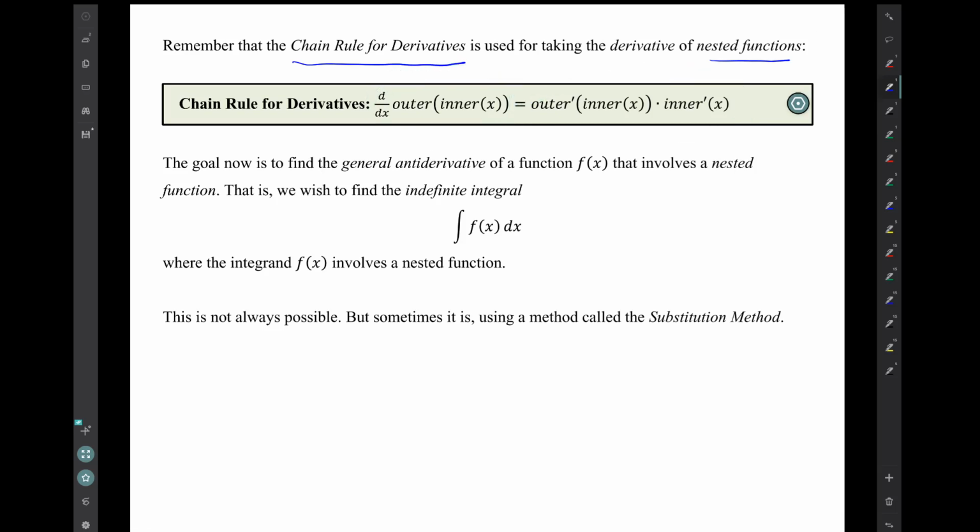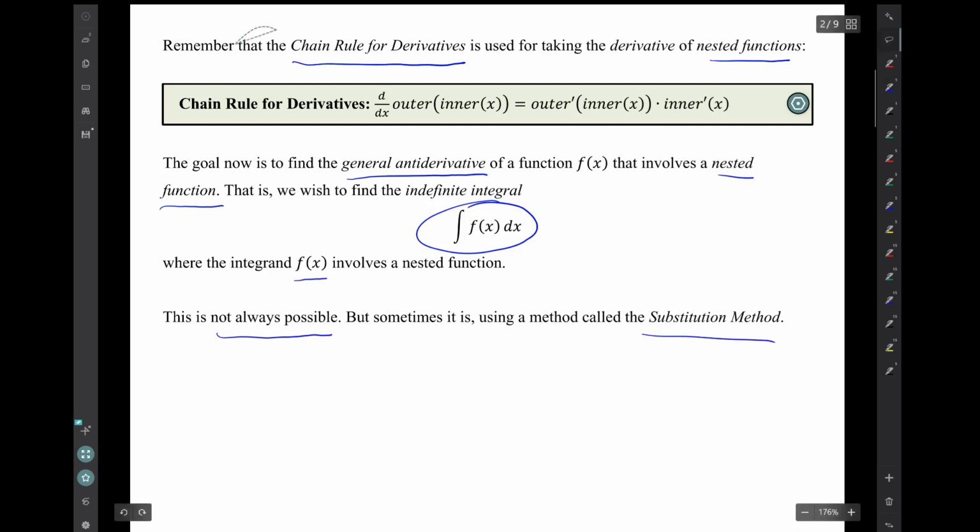The goal now is to find the general antiderivative of a function f of x that involves a nested function. That is, we wish to find this indefinite integral where the integrand f of x involves a nested function. This is not always possible, but sometimes it is, using a method called the substitution method.